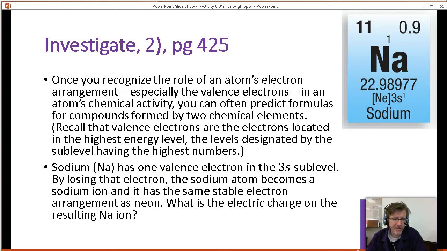By losing that electron, the sodium atom becomes a sodium ion, and it has the same stable electron arrangement as neon. What is the electric charge on the resulting sodium ion? I know this. I take away 1 electron from an atom that normally has no charge. That means I have more protons now than electrons. I think I know this. +1. If you said that, tell your neighbor that you know this stuff, okay?